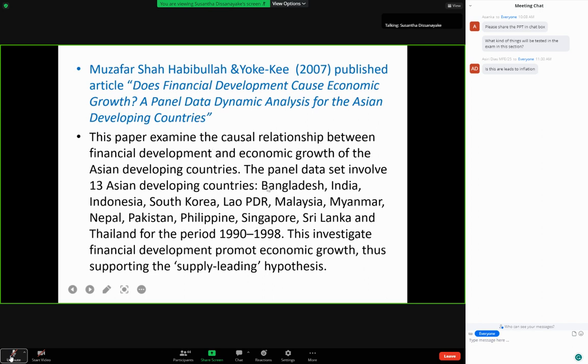They have identified the list of countries: Bangladesh, India, Indonesia, South Korea, Laos, Malaysia, Myanmar, Nepal, Pakistan, Philippines, Singapore, Sri Lanka, and Thailand, for the period. Here they have specifically mentioned the period 1960 to 1998. When the period changes, this may change, but they need to identify in this period how this is happening. Is this supply leading or demand following?